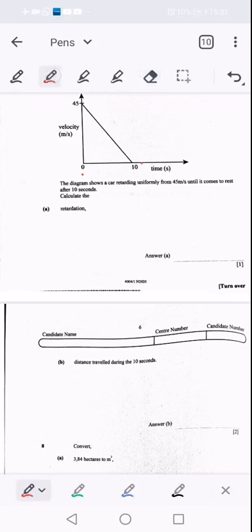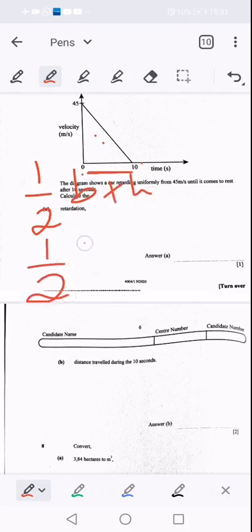So distance is equal to the area under the curve. The area of this one is a triangle. The area of a triangle is half base times height. So the base is 10, so take half of 10, times the height, which is 45. So this one times this one gets 5.